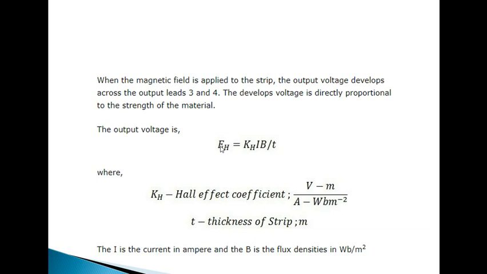This voltage is directly proportional to KH, the current, and the flux density. So if you increase these three parameters, the voltage will increase, but it is inversely proportional to T, the thickness of the strip. If you decrease the thickness, this voltage will increase, and if you increase the thickness, the voltage EH will decrease. So this is the simple Hall effect transducer. I think you got this point.